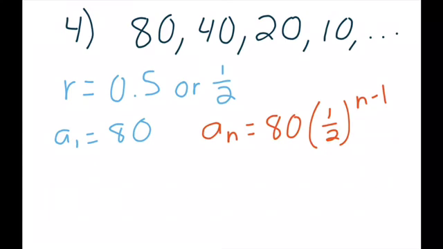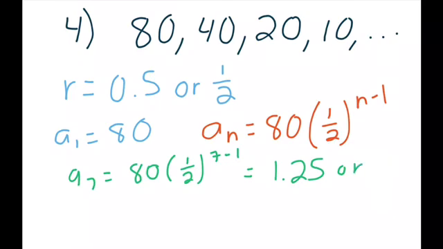Then our last step is to find the seventh term. So a sub 7 equals 80 times 1/2 to the power of (7 - 1), and you should get 1.25 or 1 1/4. Now if you didn't get 1.25, you probably forgot to put parentheses around the 7 - 1. So if you didn't get 1 1/4, try that again, and make sure to put parentheses around the 7 - 1.